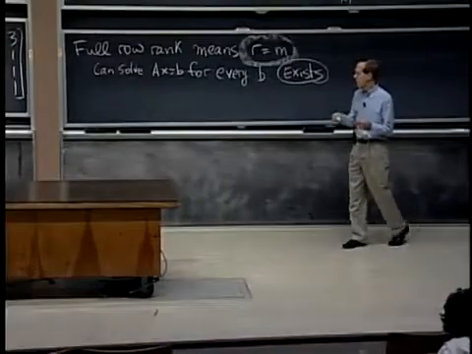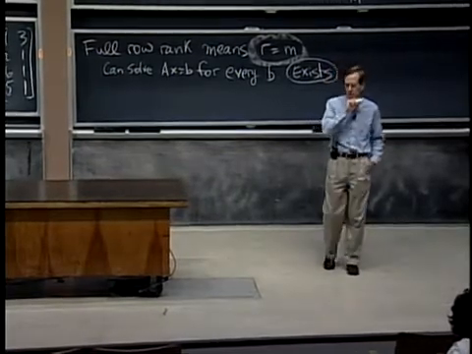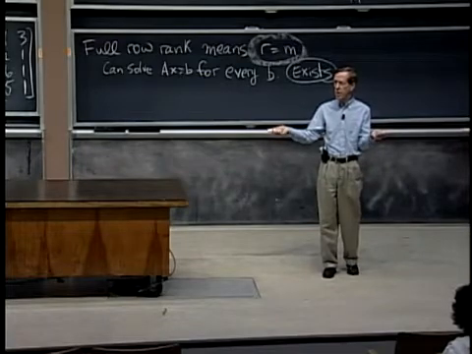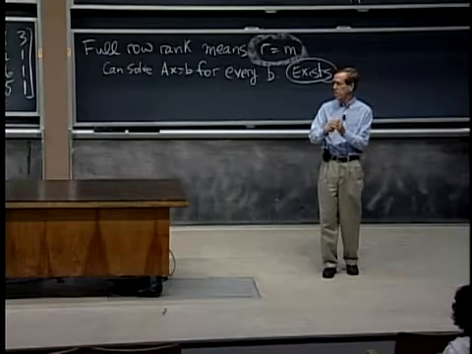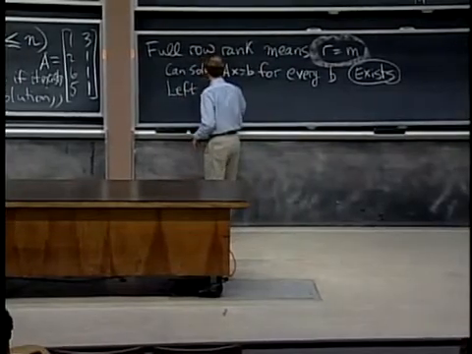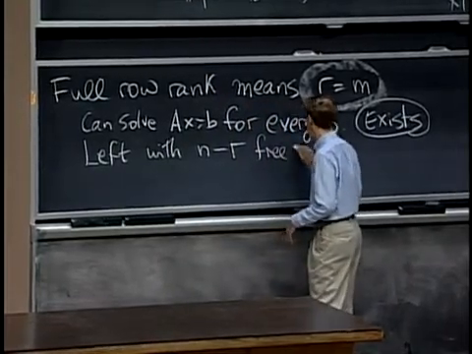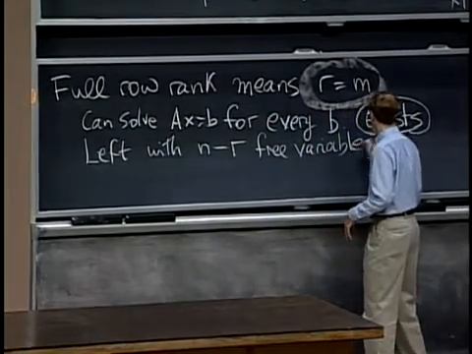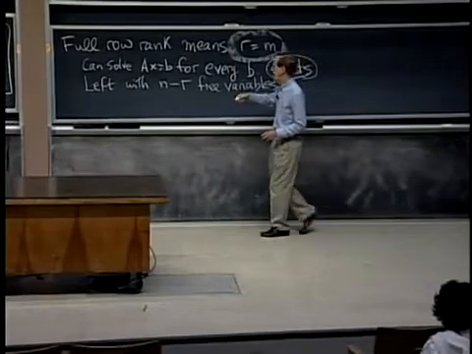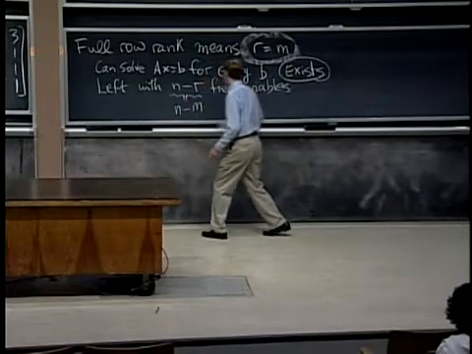Now tell me, so every row has a pivot in it. So how many free variables are there? How many free variables in this case? If I had n variables to start with, how many are used up by pivot variables? R, which is m. So I'm left with n minus r free variables. Okay. So this case of full row rank, I can always solve, and then this tells me how many variables are free. And this is, of course, n minus m. This is n minus m, free variables.